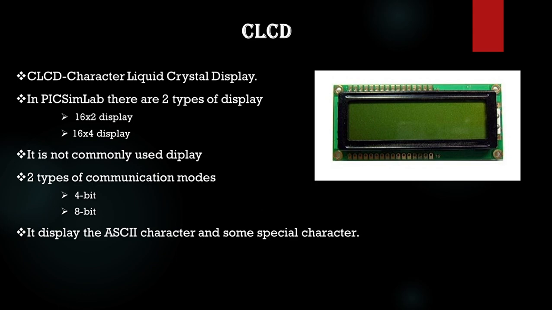Now let me give a brief description of CLCD, which is fully formed as Character Liquid Crystal Display. In PICSIMLAB we can get two types of LCD, that is 16x2 and 16x4. It basically means that we have 2 rows and 16 characters on each row.